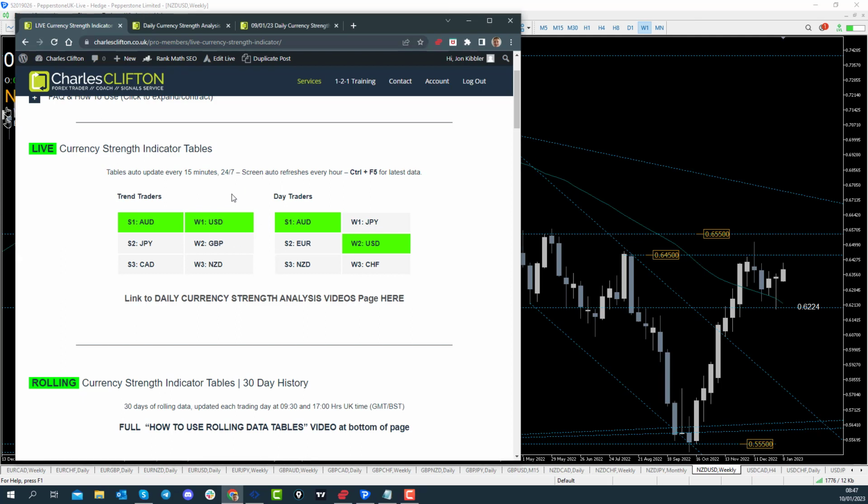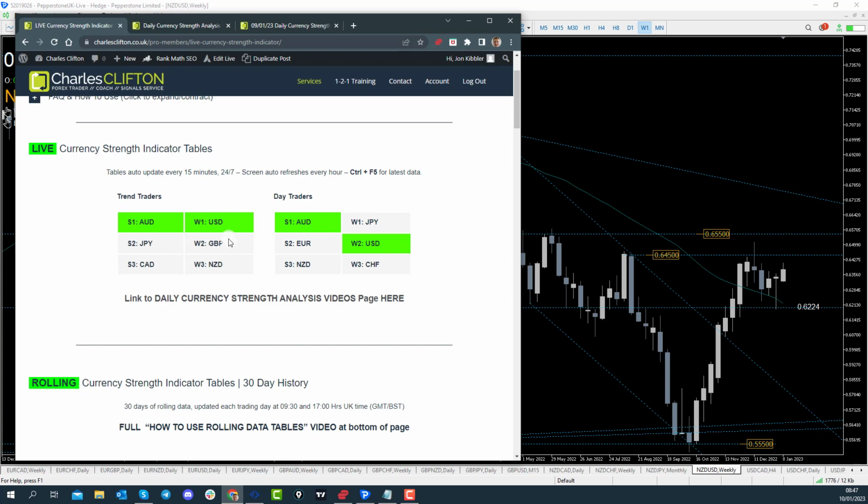Here you can see we have the two currency strength indicator tables in front of us. We have the trend traders table and the day traders table. These are showing us the same studies but just highlighting different time frames. So our trend traders is our higher time frame and the day traders is our lower time frame.